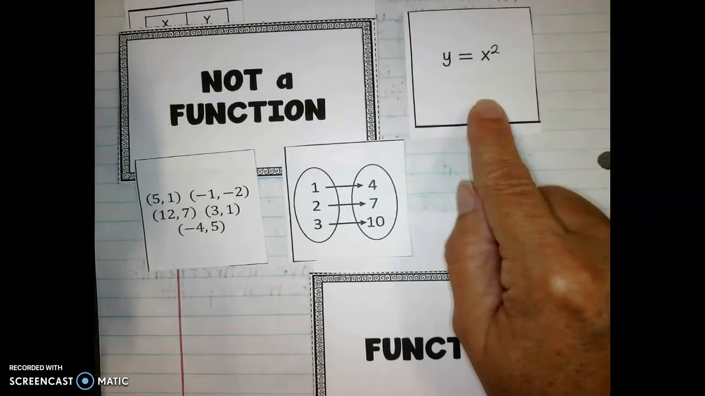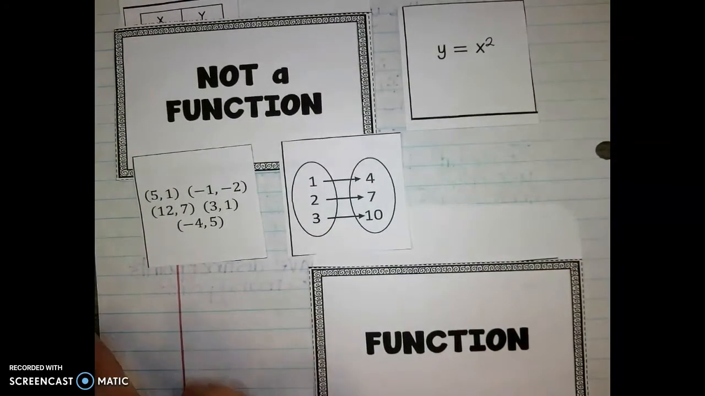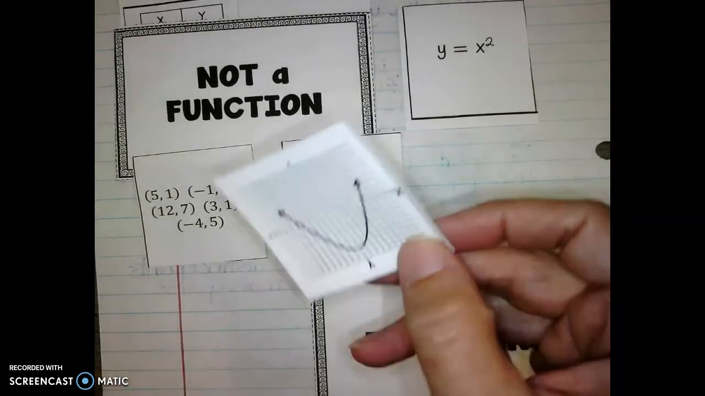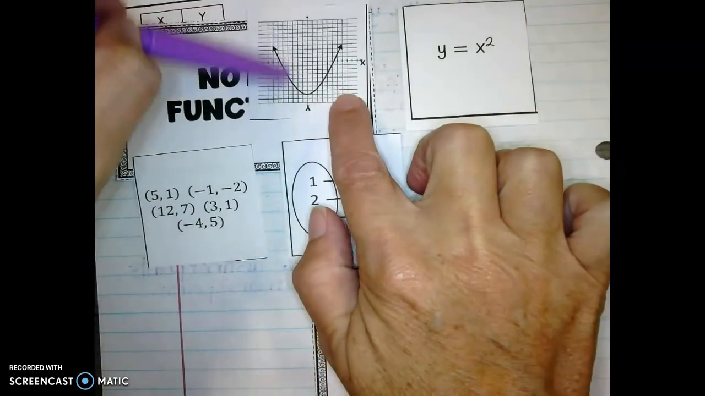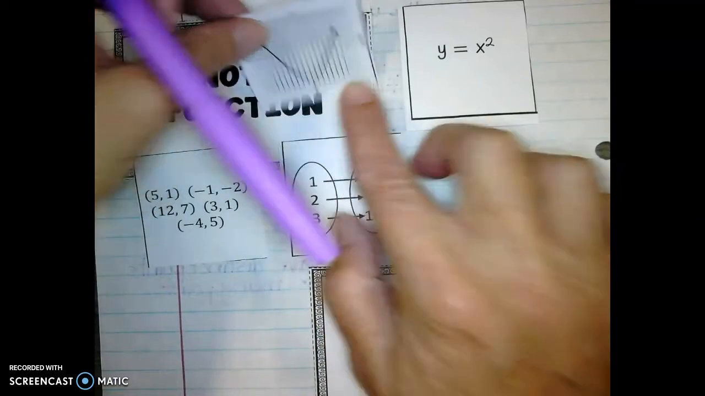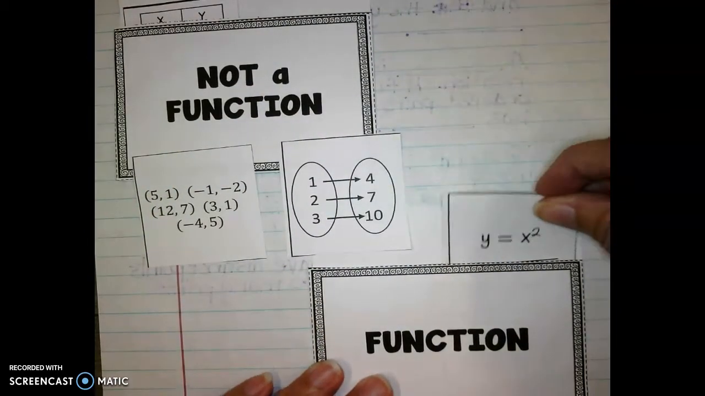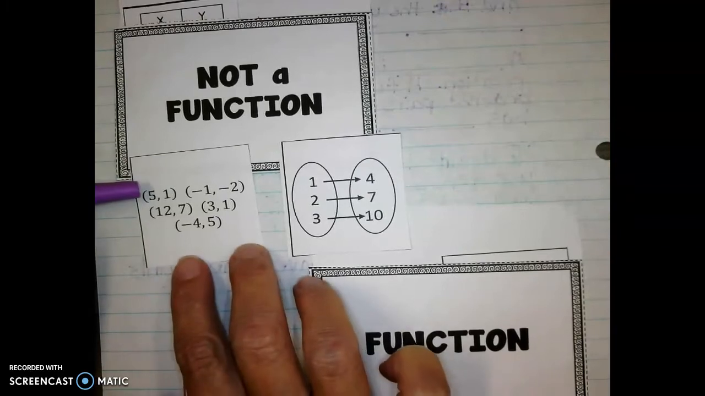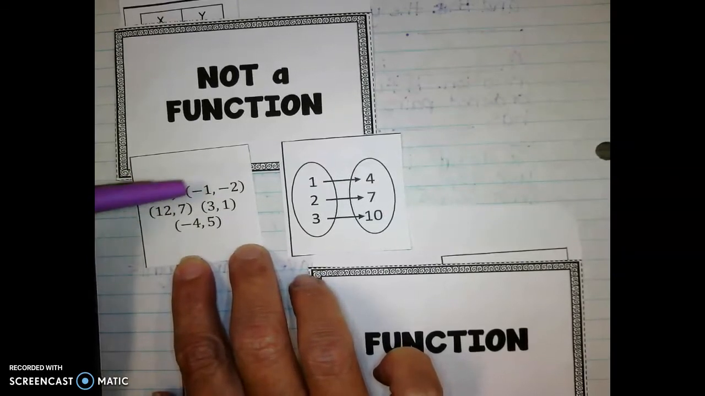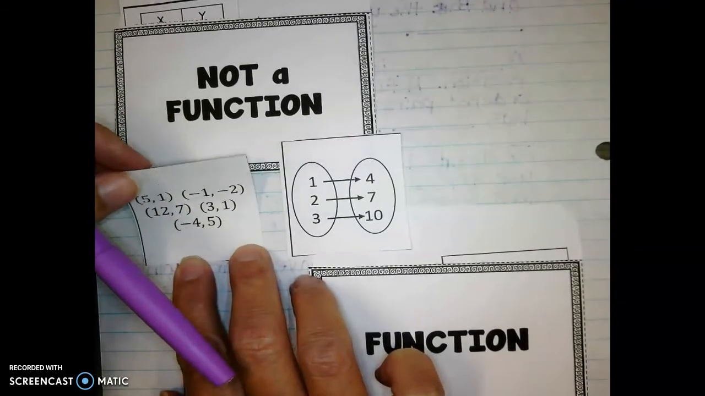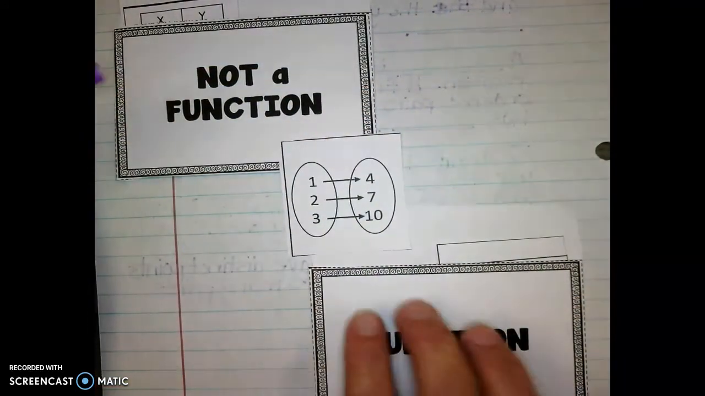My y equals x squared, that's going to look like this graphically. And if I use my vertical line test, it does pass, which makes it a function. I'm going to look at my ordered pairs, and I'm going to look at my x terms. Those are my domain. I have a 5, a -1, a 12, a 3, and a -4. I notice that they're all different, so since they're all different, they each have their own y, that's going to be a function.